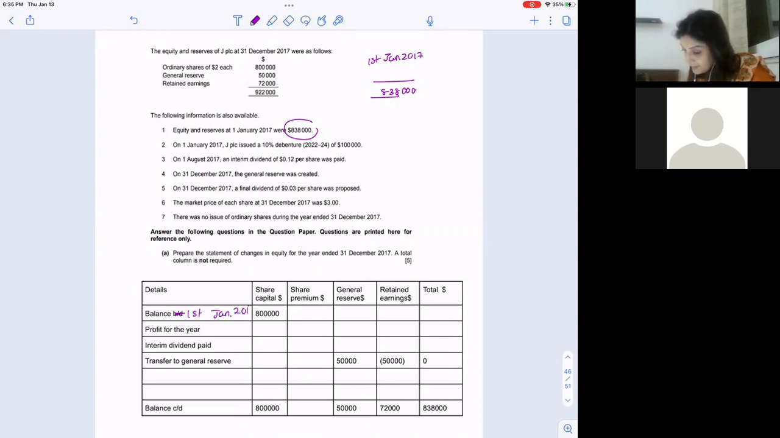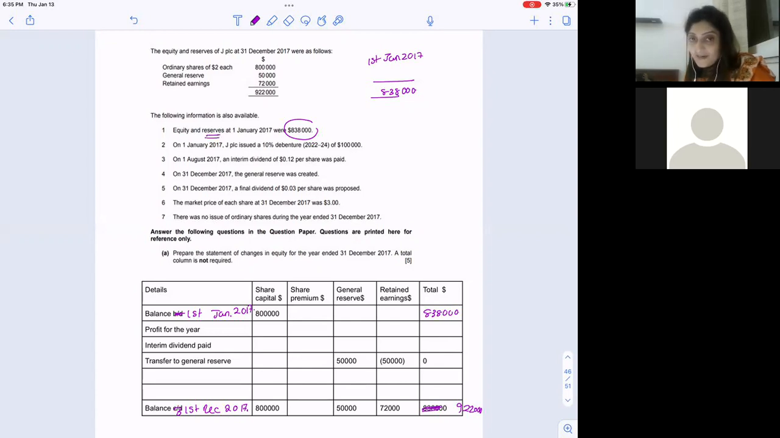1st of January 2017, and here you will have balance on 31st of December 2017. Correct? Yeah. 31st December 2017, your total is how much? 922,000. And here your total is 838.